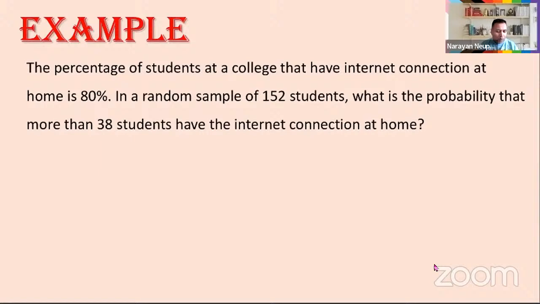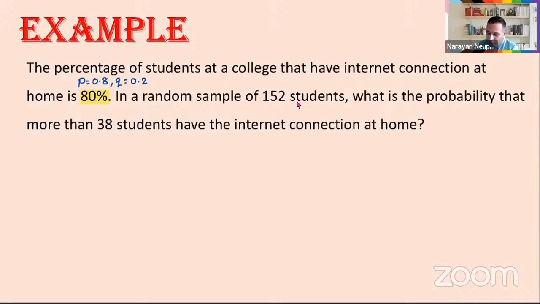Okay, let's see how we can solve a problem like this one. First of all, this is a question on proportion, you know it because it has a percentage in it. The percentage of students at a college that have internet connection is 80%, so the value of P is given. You can see 80% is the value of P. So I can write P equal to 0.8 or 0.80. And the value of Q will be 20% or 0.2.